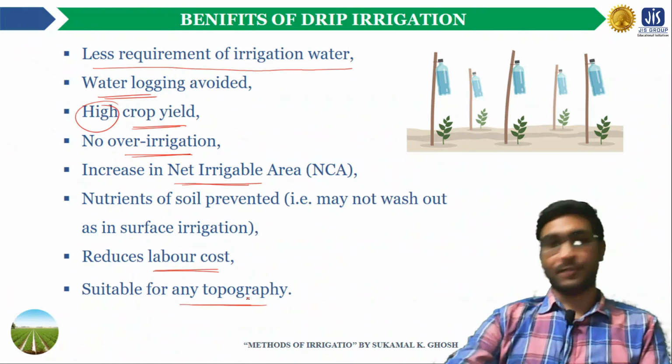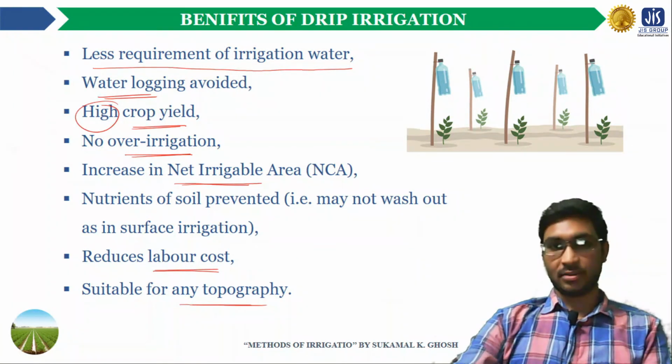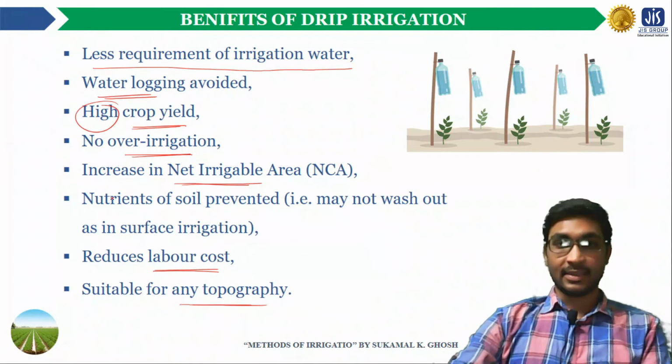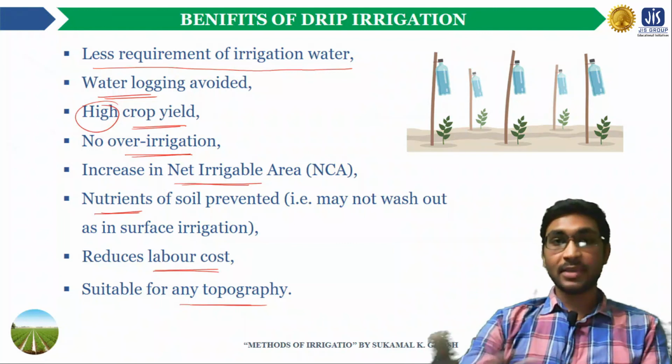the drip irrigation method is suitable for any of the topographies. And if we adopt the surface irrigation, the soil may wash out due to high velocity of water if we provide a steeper slope. But in the case of drip irrigation, the washout of the soil can be prevented, and that is why the nutrients of the soil can be prevented from being washed out.